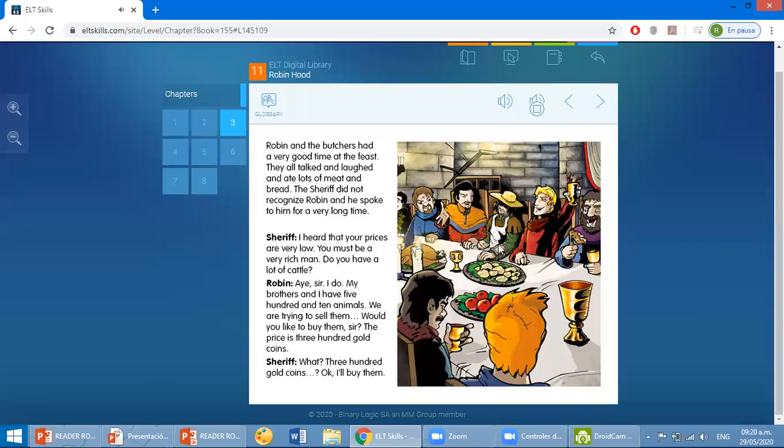Okay, in the feast, Robin Hood talked with the sheriff, but there is something important. The sheriff didn't recognize Robin Hood. Remember, because Robin Hood has the apron and the hat, okay? And they talk about the meat. And Robin offers the sheriff 510 animals, 510 cows, cattle. And the price was very, very cheap, 300 gold coins. That's why the sheriff says, what? Oh, this is a very good bargain, 300 gold coins. He was ambitious, okay? So let's continue, please, with page 19 in our books.